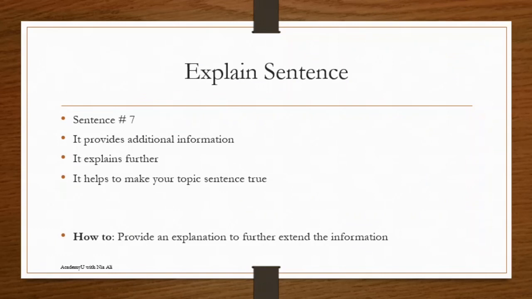In your Cornell notes, skip down 2 lines, we have a new section. Explain sentence, and sometimes I call it to expand. But this is sentence number 7. And what it does is it provides additional information. I know you know this already. It explains further your previous sentence to help make it true. How do you write an explain or an expand sentence? It's simple. You just expand further what you've just mentioned.